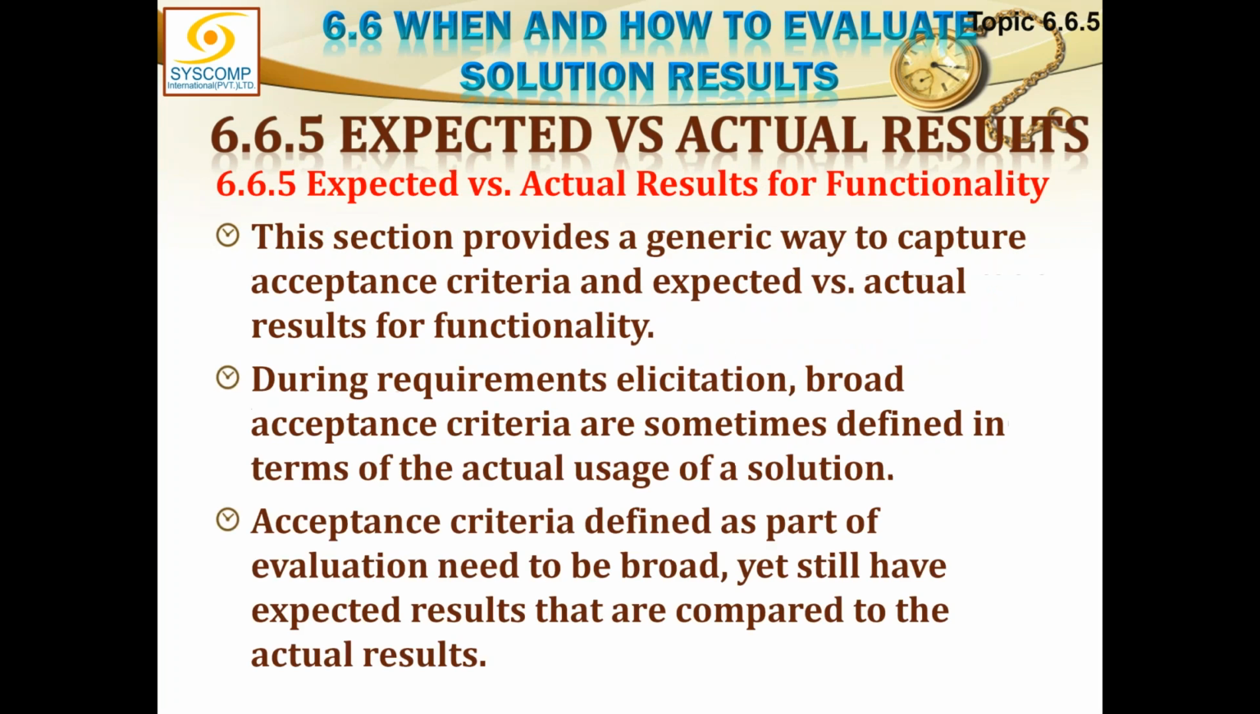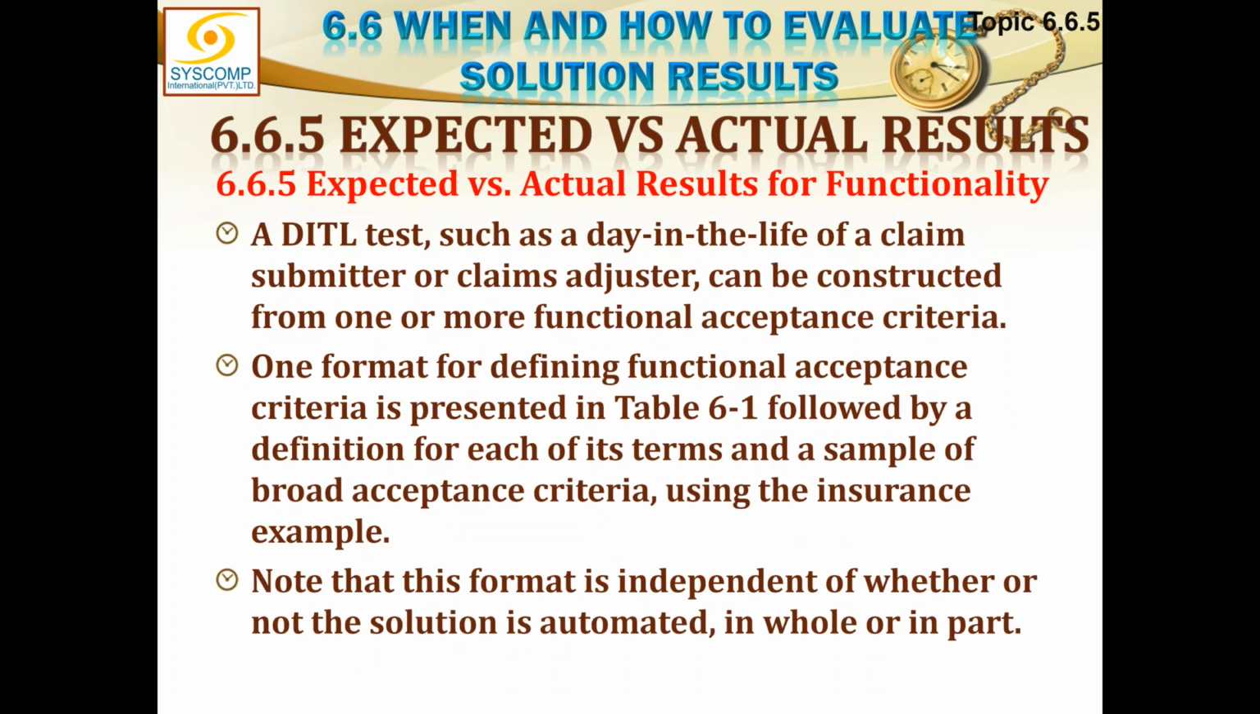So, next is expected versus actual results for functionality. This section provides a generic way to capture acceptance criteria and expected versus actual results for functionality. During requirement solicitation, broad acceptance criteria are sometimes defined in terms of the actual usage of the solution. Acceptance criteria defined as part of evaluation need to be broad, yet still have expected results that are compared to the actual results. A DATL test, such as day in the life of a claim submitter or claim adjuster, can be constructed from one or more functional acceptance criteria.